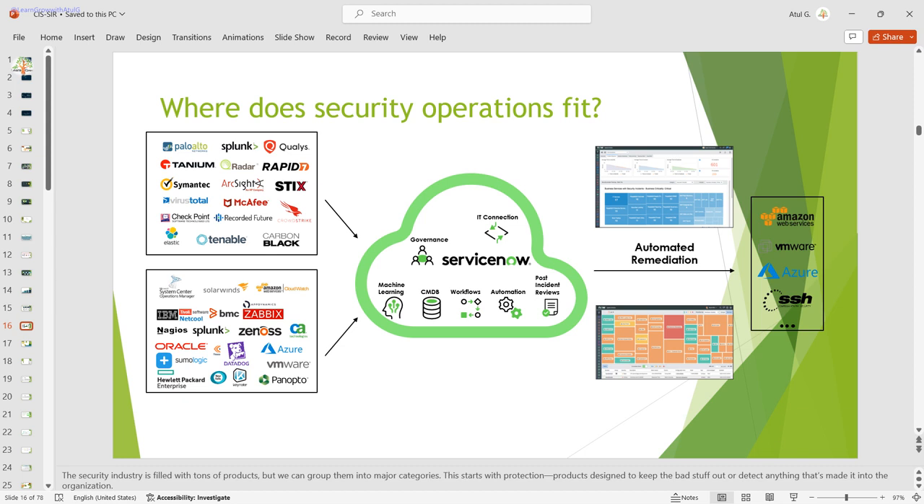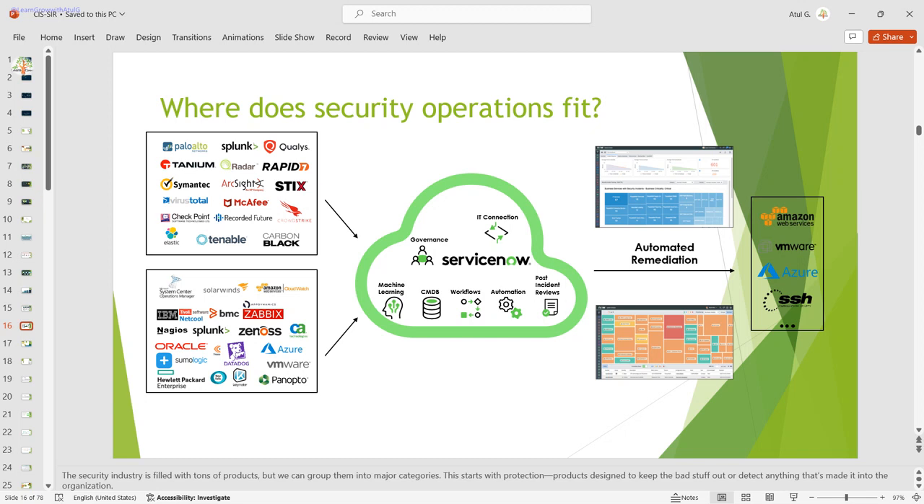So I have machine learning, I have the CMDB, I have workflow, I have automation, I have the post incident review. Remember that yesterday we discussed that post incident review is very important for every security incident. From there, I'm running my workflow, I'm running my automation and doing the automated remediation part. ServiceNow provides a workspace to us where we can go and check this stuff, and with the help of that, we can do our work.